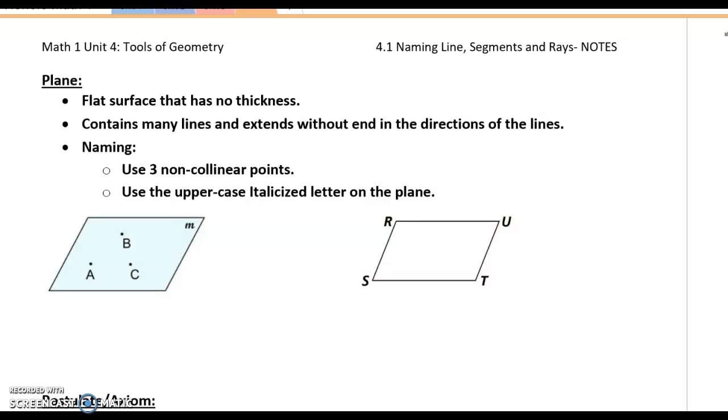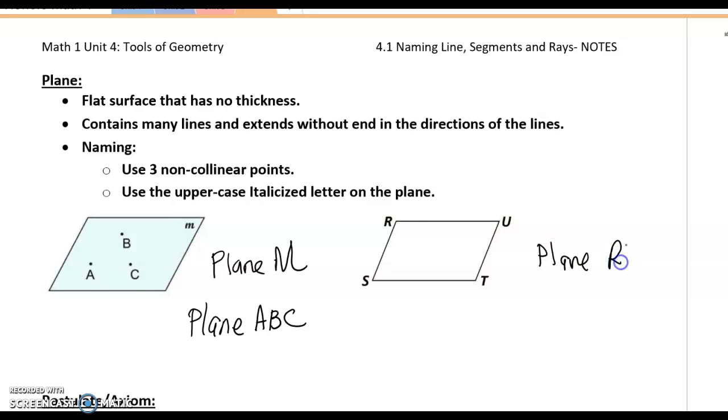So for the first one here, we can name that either plane M or plane ABC. For the second one, plane RST, plane STU, right? You just got to pick some combination of 3 non-collinear points to name the plane.